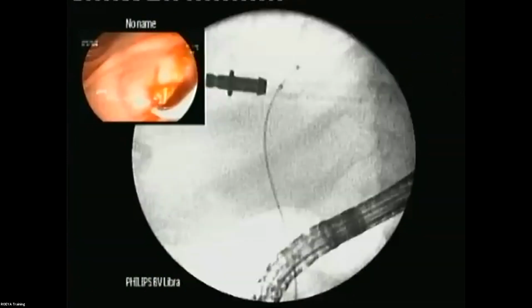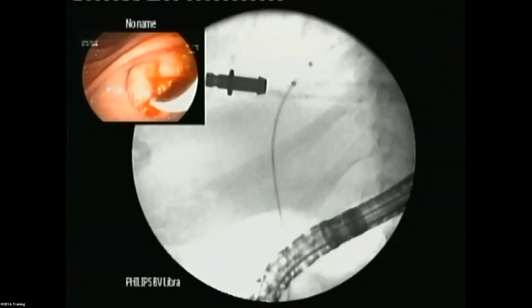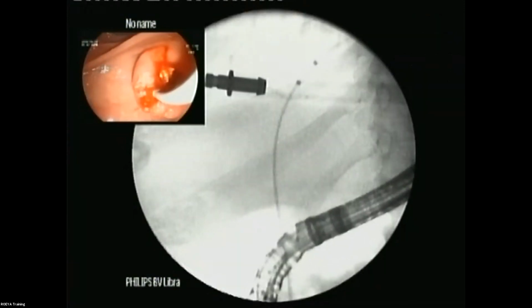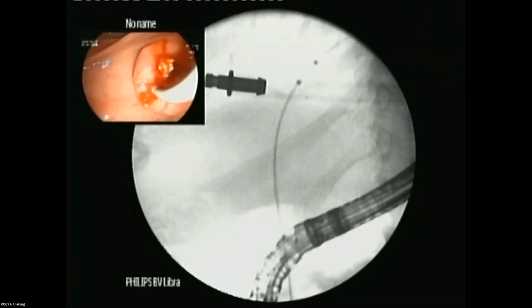Screen. So now you see I'm going deep inside, just as Dr. Khalid said. I don't want to start injecting from below. So now we start to inject some contrast please.